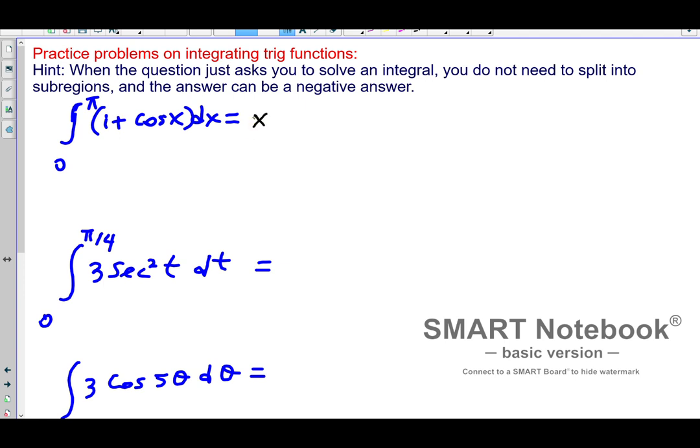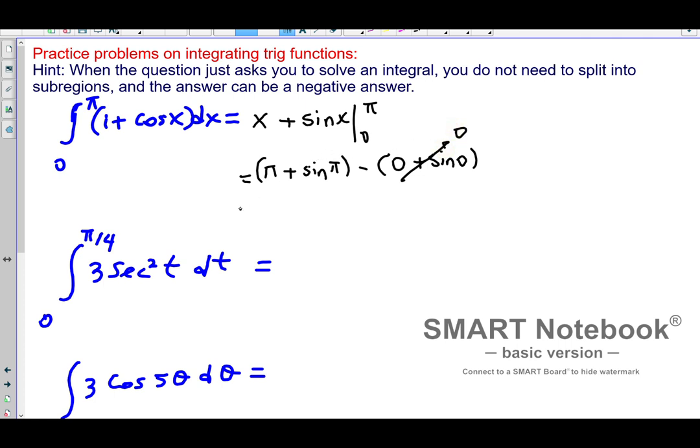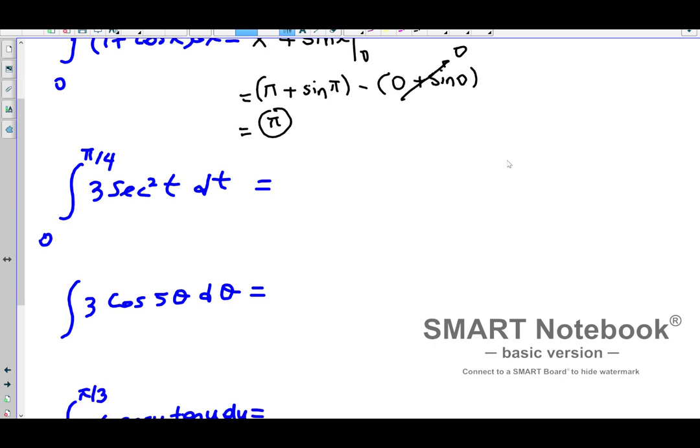Antiderivative of 1 is x, antiderivative of cosine is sine x, because the derivative of sine is cosine, right? Going from 0 to pi, plug in the upper limit for x, you get pi plus sine of pi, and then minus, plug in 0 for x, 0 plus sine of 0. Now this is entirely 0. Sine pi is 0, so our final answer is just pi. So it's really good to know your unit circle so you can answer simple questions like sine pi or sine pi over 2. But if you're a little bit rusty, you could make sure that your calculator is in radian mode when you're doing those. But for well-known angles like that, I would highly recommend you review your unit circle.